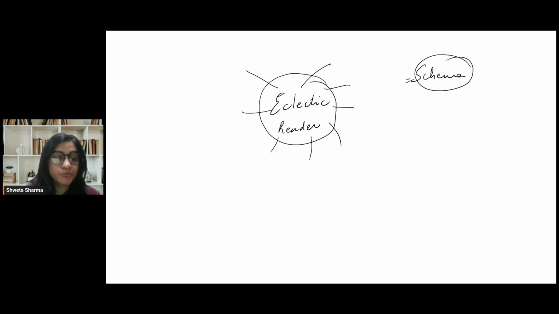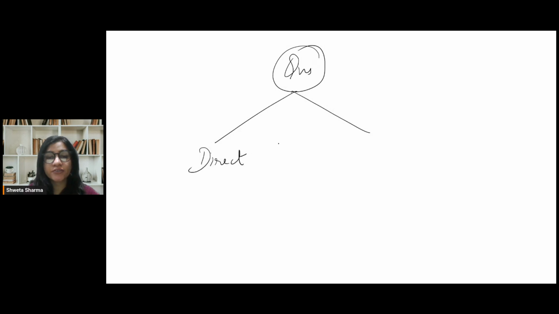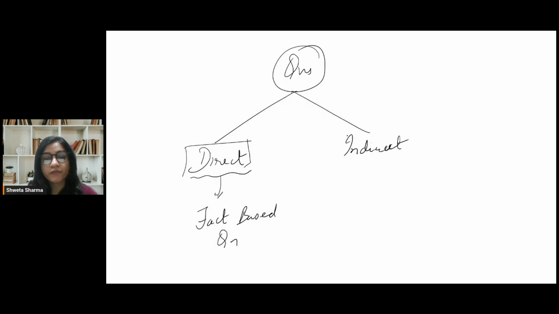So, without further ado, let's start with the passages. Before we start with the passage, again, one thing: the question types. The question types can be asked in a direct or in an indirect manner. So when I say direct, what does it mean? It's like a fact based question, right? When it's an indirect question type, what does it mean? It is an inference based question.